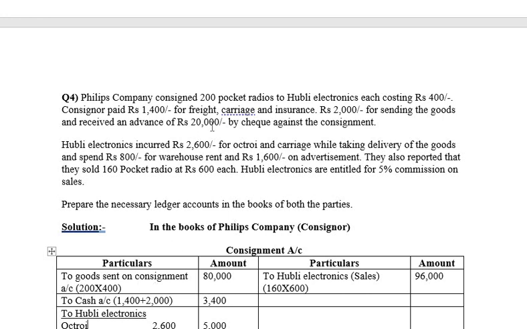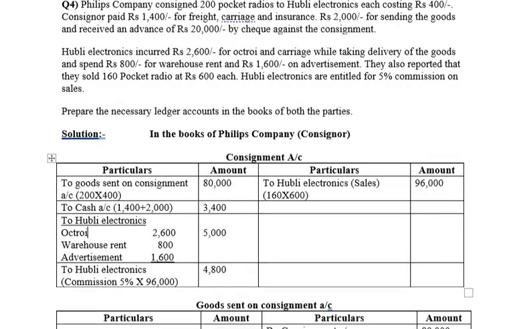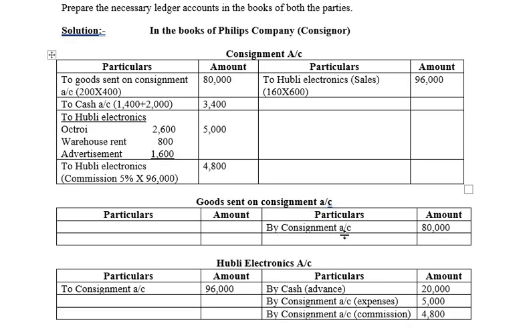What will be the value? 200 into rupees 400. That is 200 pocket radios into rupees 400. 2 into 4 is 8, and the answer will be 80,000. So this is debited to the consignment account. The second effect has to be to the credit side of goods sent. So the goods sent account has to be credited by consignment account, which is 80,000. This is nothing but goods sent. I'll just write here goods sent.